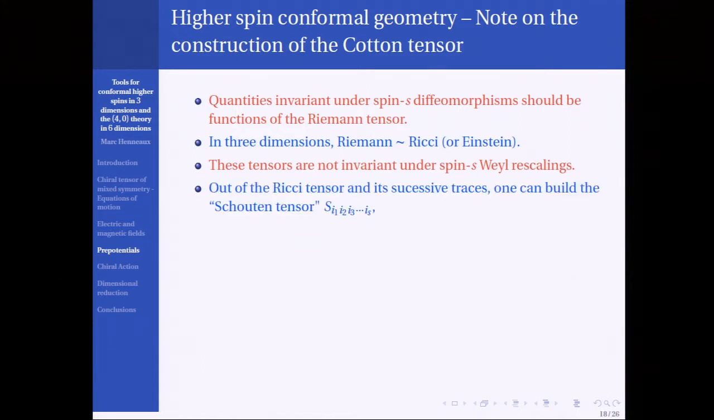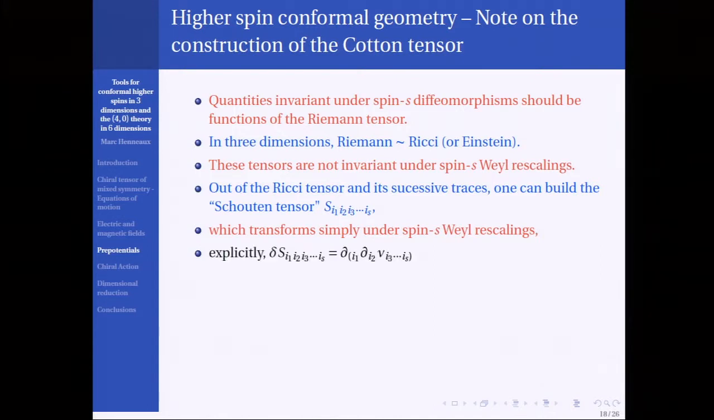However, you can construct out of the Ricci tensor and its successive traces what people call the Schouten tensor. It was constructed first for spin 2 by Schouten. In that case, there are 2 indices, symmetric, but you can generalize. And this Schouten tensor transforms very simply. It's not invariant, but it has a simple transformation law under spin S Weyl rescalings. Explicitly, it will transform into a symmetrized second derivative of a function of the gauge parameter. But then it's very easy to kill this object by taking appropriate derivatives.